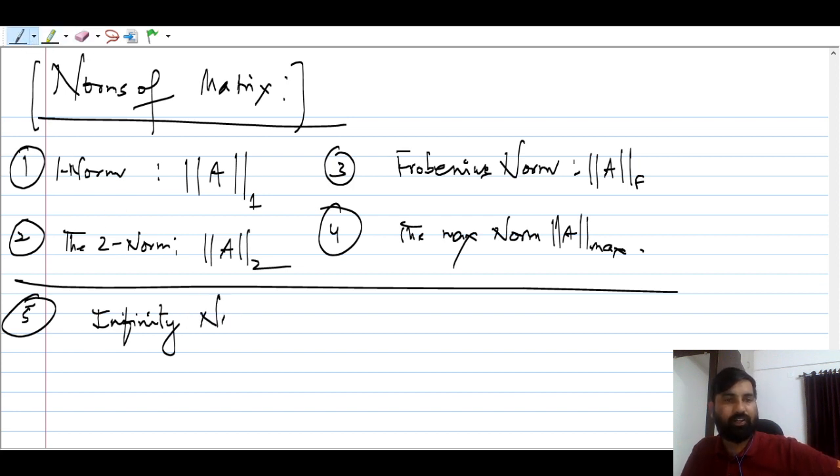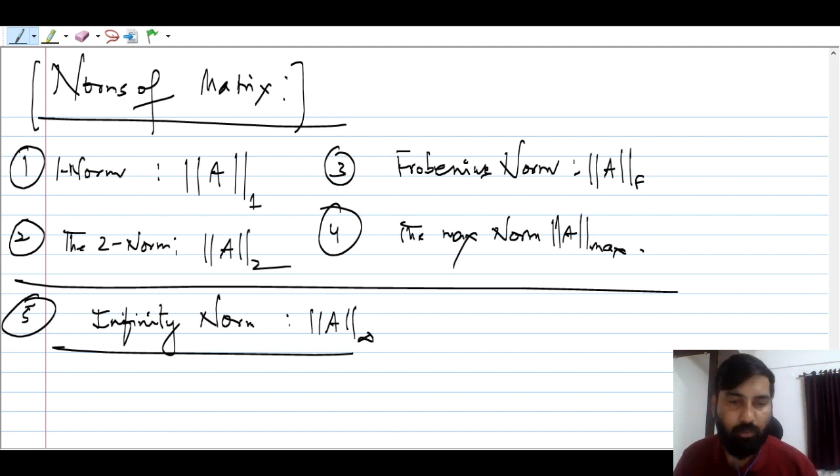So infinity norm, how to find infinity norm, right? So infinity norm को कैसे डिनोट करते हैं? Just write this, okay? This is the way we write norm, okay? 4 parallel lines, right? And there is a matrix A, okay? So one norm, Frobenius norm, two norm, maximum norm, infinity norm, right?